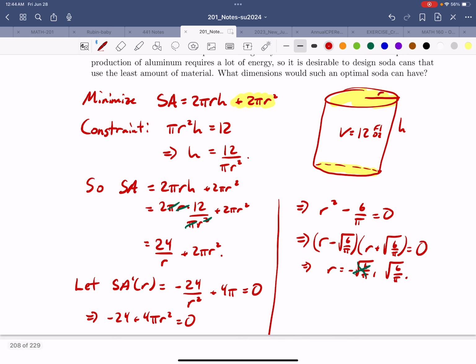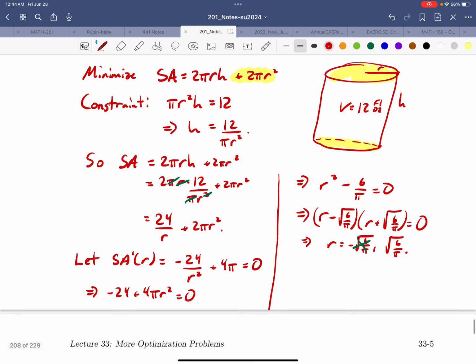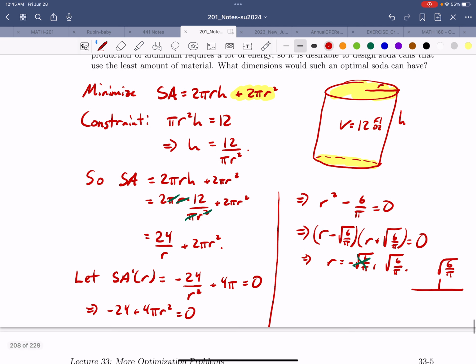All right, now let's see. They ask what dimensions, so I guess we need to come up with the height as well. First, we're just going to make sure that we, in fact, have a minimum. We can't plug in 0, so plug in 1, which is less than the square root of 6 over pi, which is like the square root of 2. You get a negative. Plug in 2. You get a positive. This is for SA prime. We're good to go.